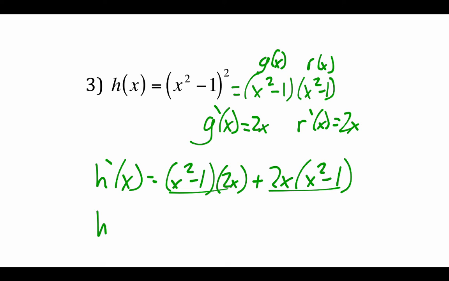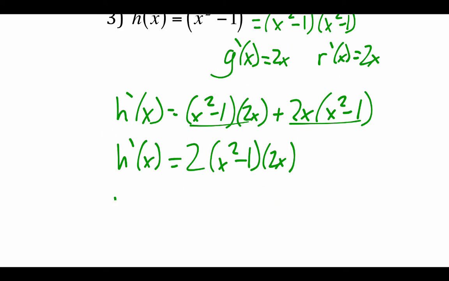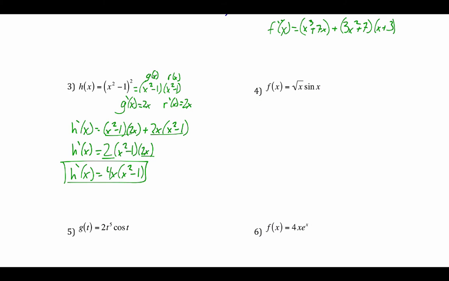In other words, if you want to simplify it a little bit, you could do it as two of those groups, because those two groups are the exact same thing, x squared minus 1 times 2x. If you really want to clean that up just a little bit more, you can make it 2 times 2x, which would give you 4x times x squared minus 1. Again, you can distribute as much as you want, but for simplicity's sake, we can call it good there.